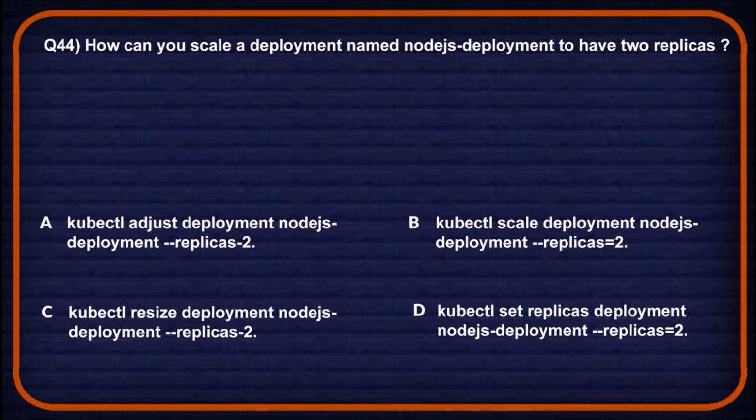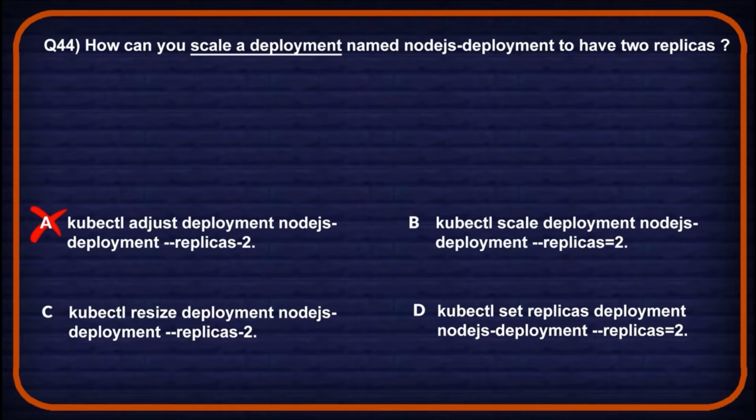Okay, let's look into question number 44. How can you scale a deployment named nodejs-deployment to have two replicas? Okay, let's look into the options. Option A, kubectl adjust deployment nodejs-deployment --replicas=2. Adjust is not a recognized kubectl command. So option A is not looking like a good answer.